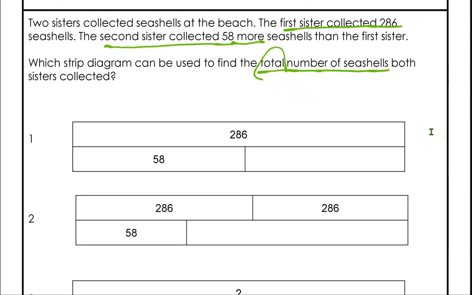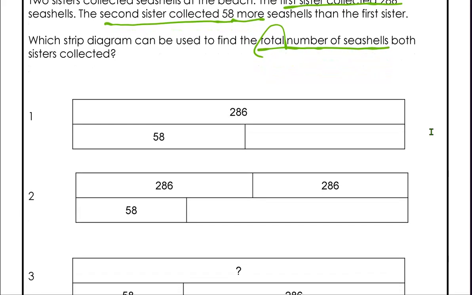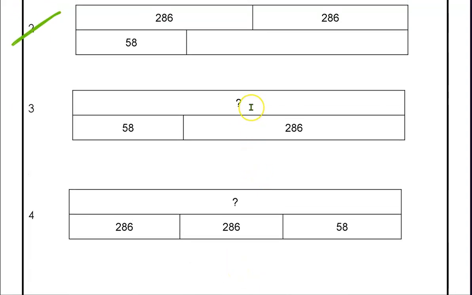So let's take a peek at our answers real quick. We know that the total goes in the whole box, which means it covers the whole strip diagram. We do not have a total, so it should be blank. So the first one, 286 is in the whole box, so that is not correct. Number two, we don't even have a whole box. We say we have 4 separate boxes, so it cannot be that one either. Number 3, question mark on the whole, that's what we need. 4, question mark in the whole, that's also what we need.